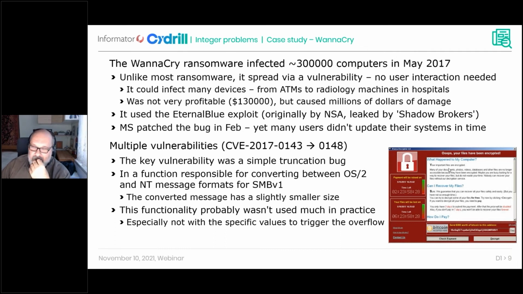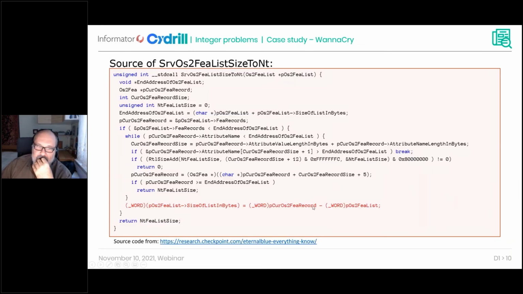The key vulnerability that led to WannaCry was a simple truncation bug. It had to do with integers. It is pretty much connected to the problem we had. In this slide, you see the function, and the bug was in the Server Message Block protocol, the SMB protocol version 1, code that was written back in 1992. Today's Windows 10 and 11 already have version 3 of this SMB protocol, but for backward compatibility reasons, they kept the first version of SMB active in Windows, and that was the problem.